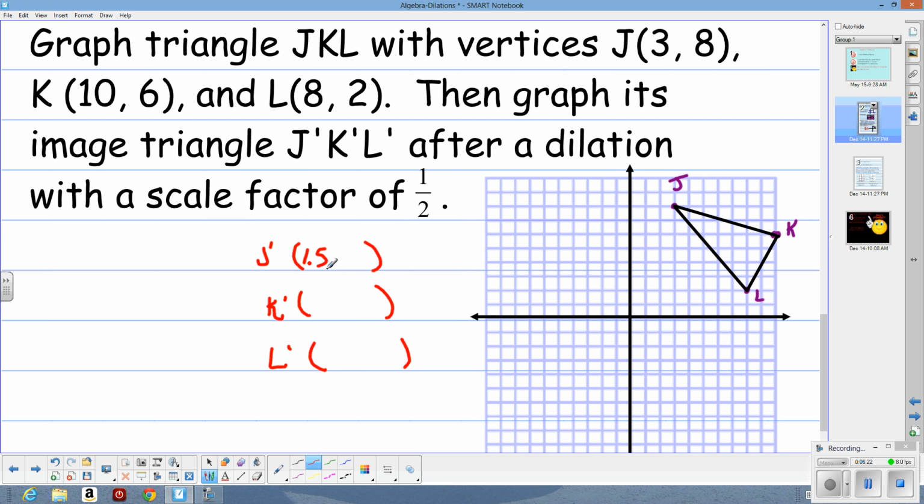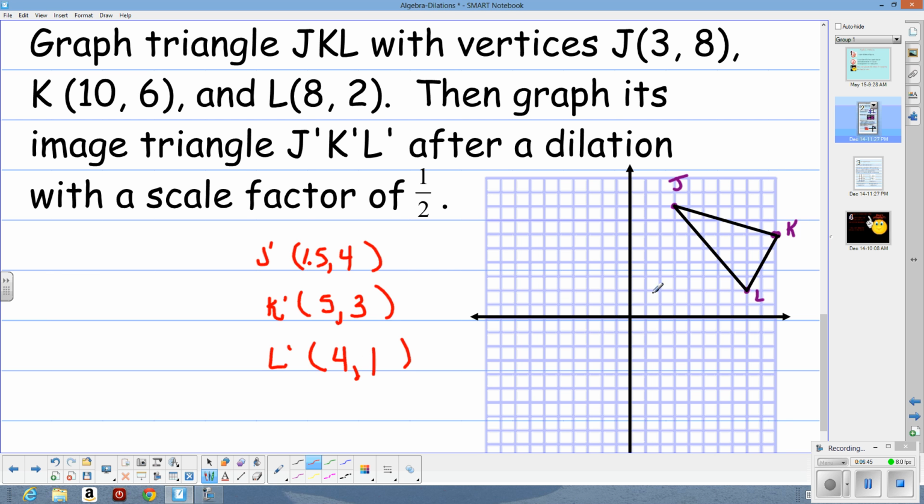8 times a half. Remember, multiplying by a half is the same thing as dividing by 2. So 8 divided by 2 is 4. Now for this one, half of 10 is 5. Half of 6 is 3. And then half of 8 is 4. And half of 2 is 1.